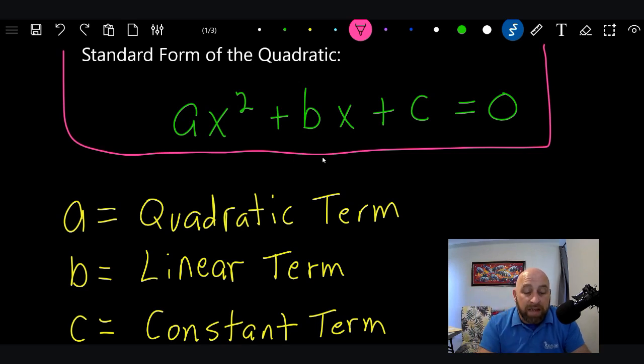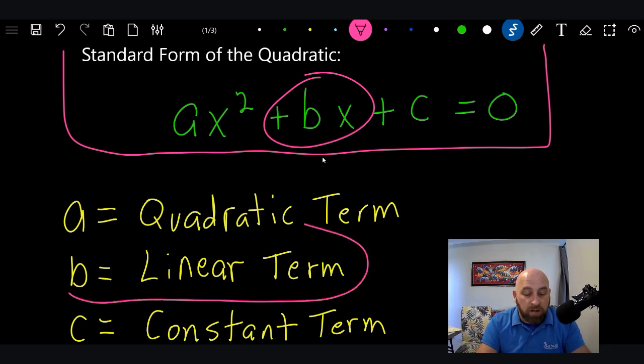All right, the next term is the b term, the bx term. What is the bx term? Well, that's what's called the linear term. Linear term means the line term. This term right here creates a line when you graph it, and there's no squared or anything like that. It's just the x. That's the linear term.